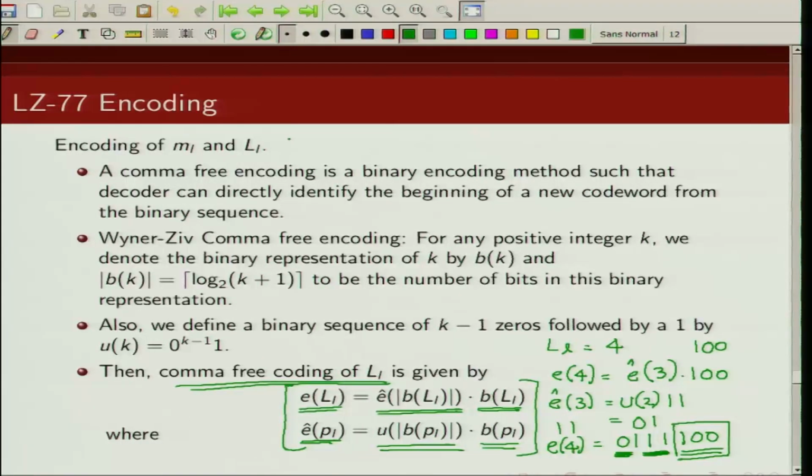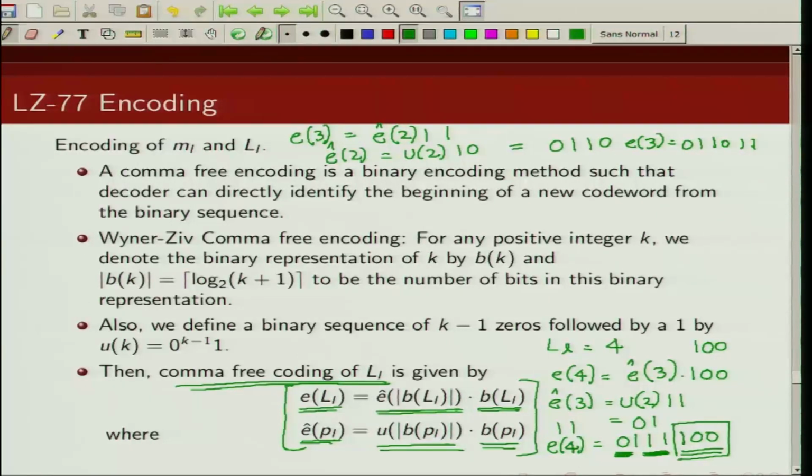Let's say you want E of 3. So this will be E hat. Now 3 is represented using 1 1, so this will be E hat of 2, and the binary representation of 3 is 1 1. Now E hat of 2 can be written as, now what is 2? The binary representation of 2 is 1 0. So we require 2 bits to represent it. So this would be U of 2 and 1 0, which is nothing but 0 1 1 0. So E of 3 would be 0 1 1 0 1 1.